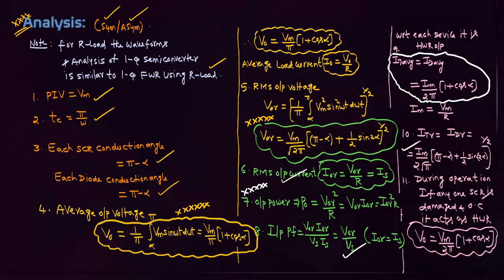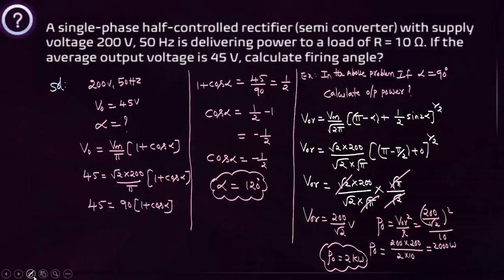During operation, if any one SCR is damaged and open circuited, it acts as a half wave rectifier. In a half wave rectifier, what is the V naught? Vm by 2 pi into 1 plus cos alpha. In a semi-converter also, during operation, if any one thyristor is damaged and open circuited, the output is half wave rectifier output. In a half wave rectifier, what is the V naught, friends? Vm by 2 pi into 1 plus cos alpha. This problem you have to practice. Just practice the analysis, whatever I gave, and practice this model of questions. That preparation is enough for semi-converter with resistive load.